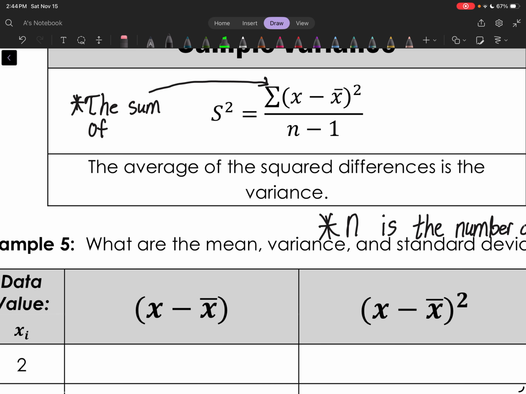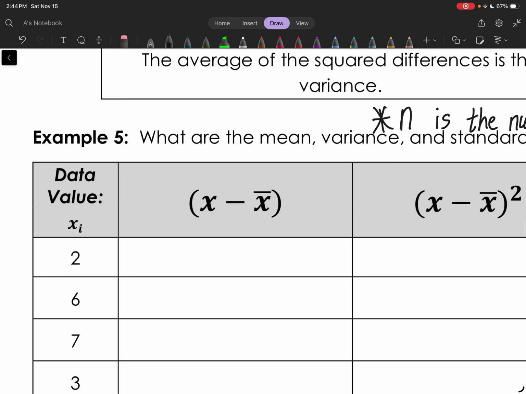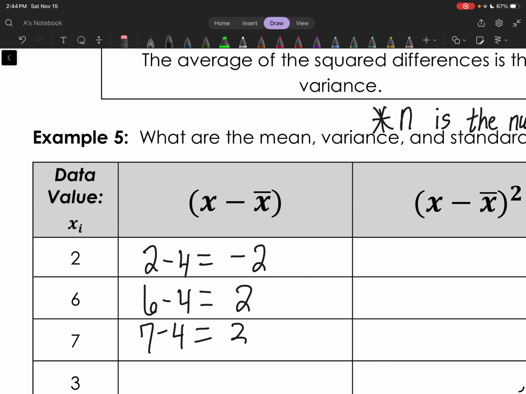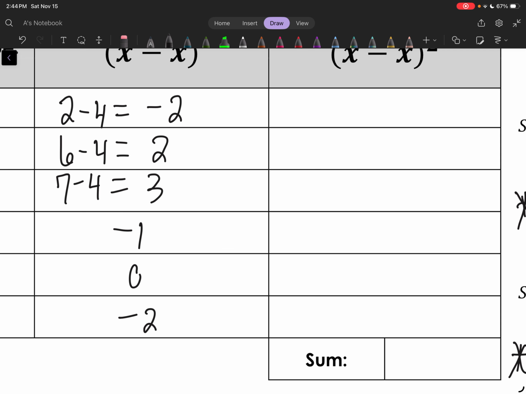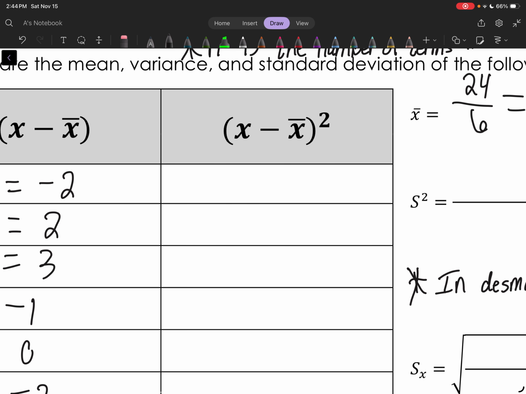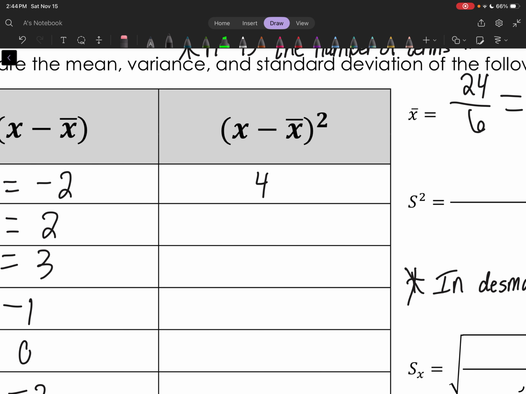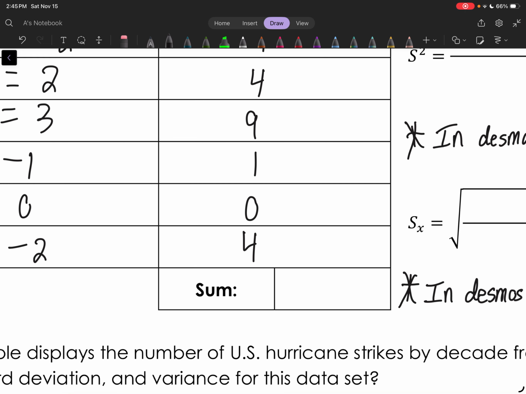I'm going to fill in the top part of the chart, which is the actual data value minus the mean. 2 minus 4, negative 2; 6 minus 4, positive 2; 7 minus 4, 3; you get the picture. Negative 1, 0, negative 2. Now I'm going to be squaring these values. So negative 2 squared is 4, 4, 9, 1, 0, and 4 again.